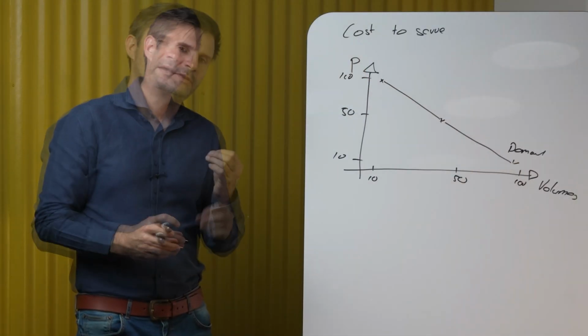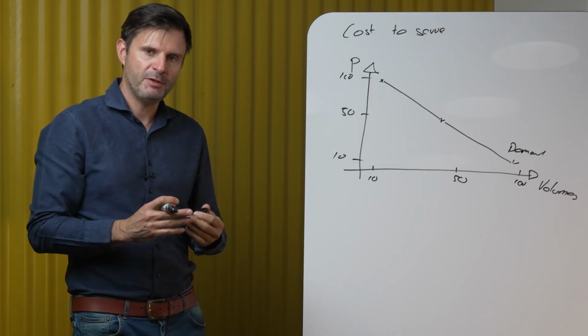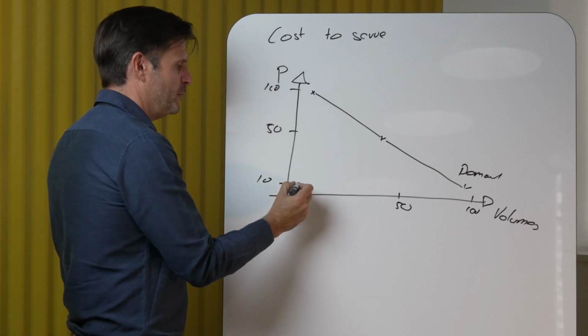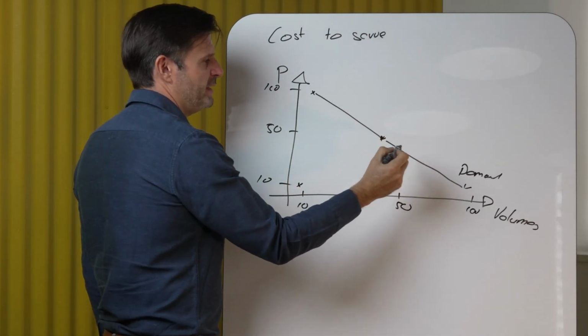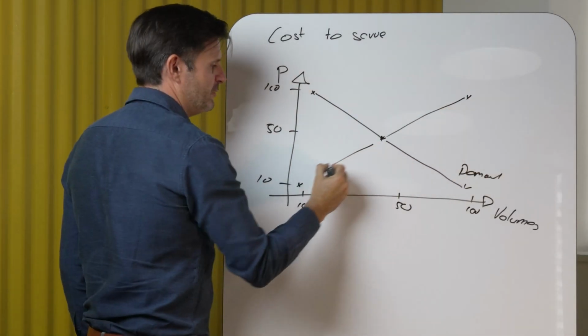Same as with supply. The higher the costs, the more entrance into the markets. The lower the price, the less. If we only choose to pay $10, we'll only attract this many. If we choose to have 50, we'll attract this many, and if we choose to pay $100, we'll attract this many. This is our supply curve.